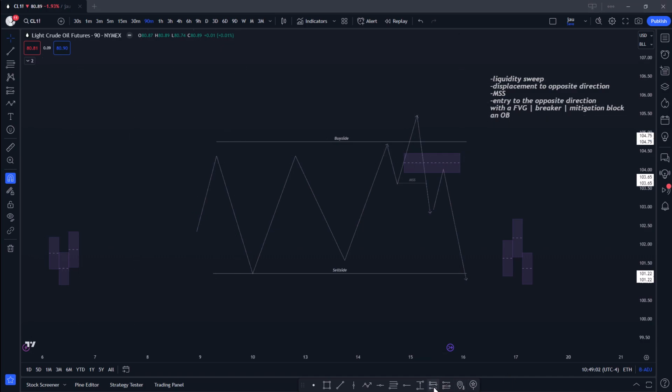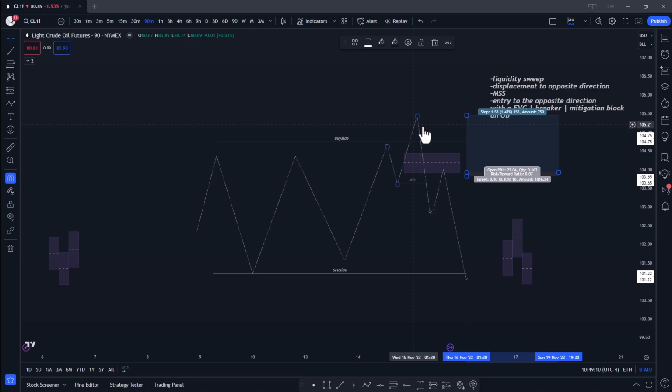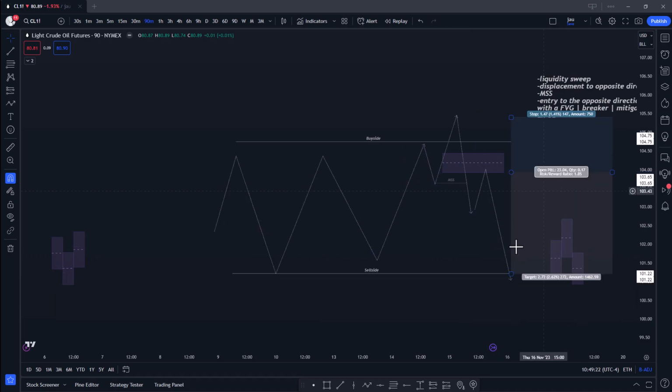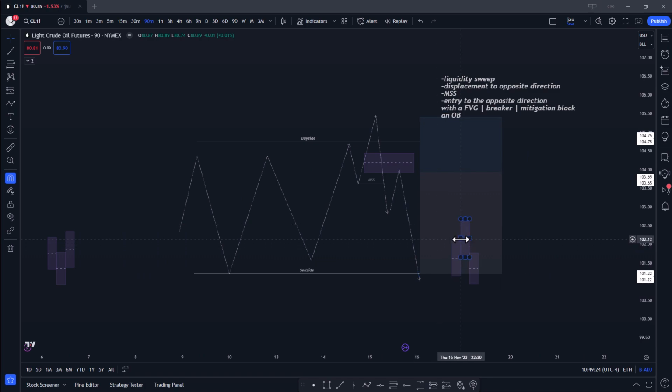So the setup would be something like this: an entry inside of the fair value gap and a stop loss being at the swing high that was swept, because we do not expect price to return back to this level, right? So this becomes our stop loss, that previous swing high, and our take profit being the opposite section of liquidity. So this would be the trade setup if this was a valid 2022 model.